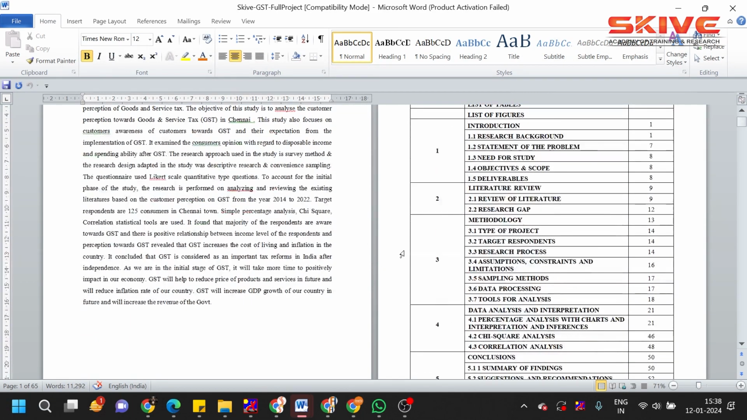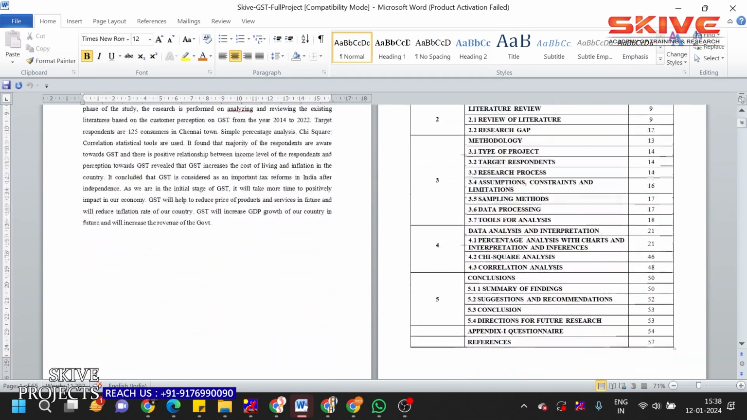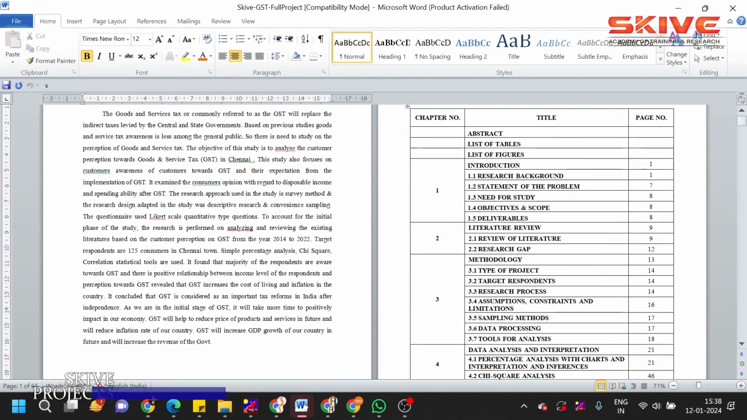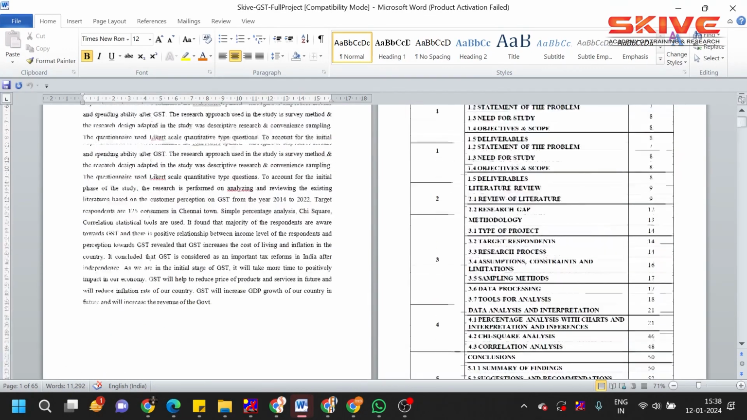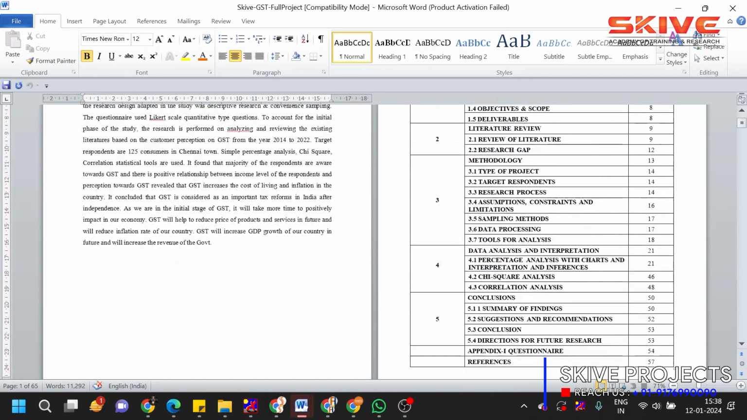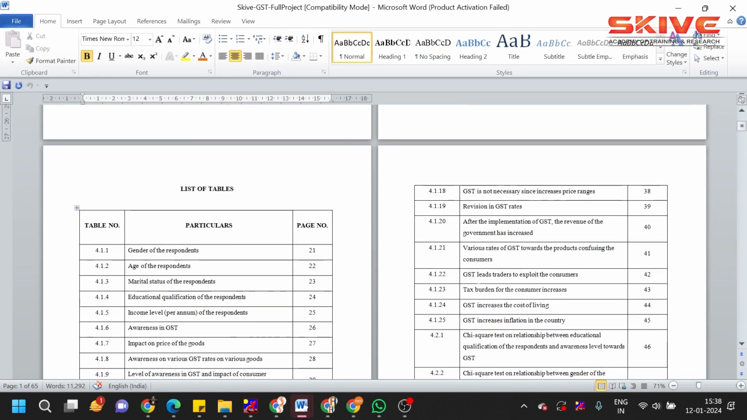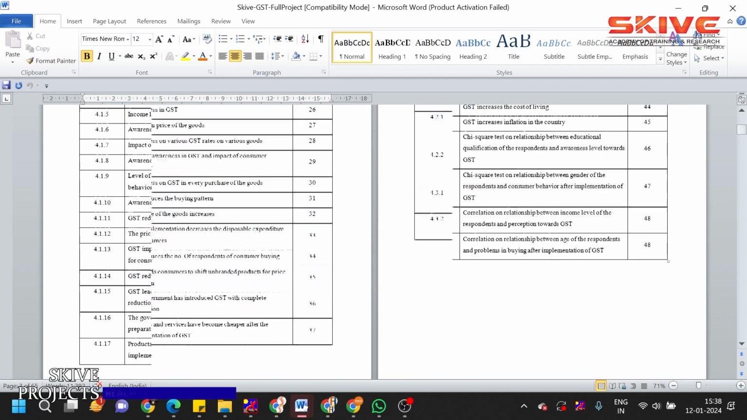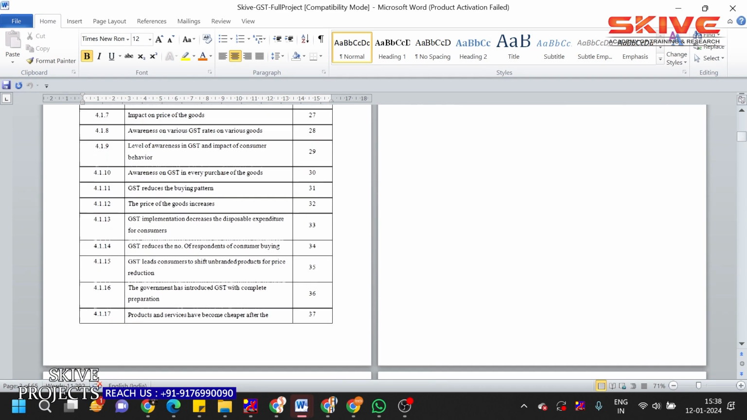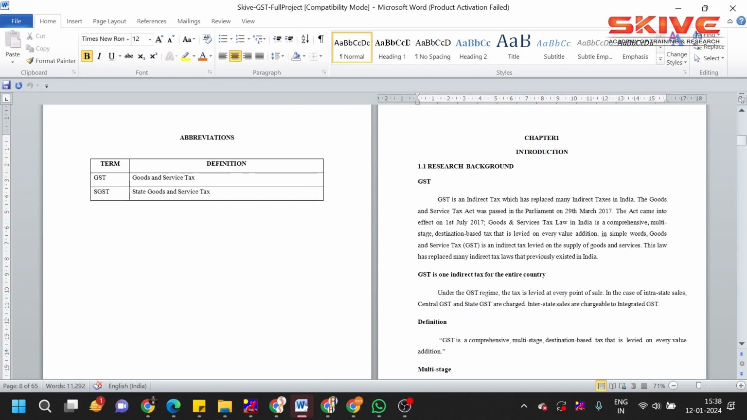So this is the report. The complete project report is of 65 pages. We start with the abstract, and these are the list of contents as usual. The chapters are given from 1 to 5, starting with the introduction, literature review, methodology, data analysis, and conclusion. So this is the format of the project. These are the list of tables and list of figures, and abbreviations.